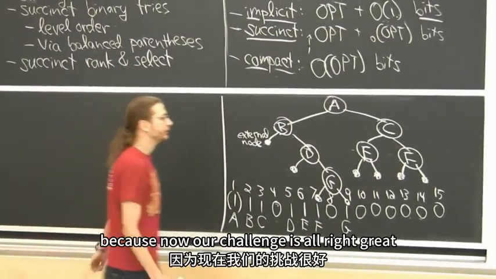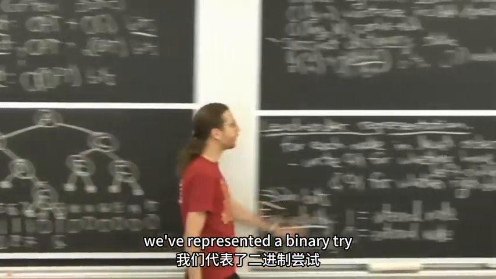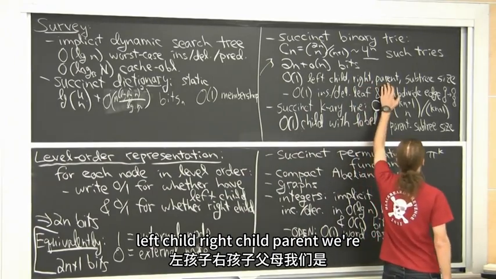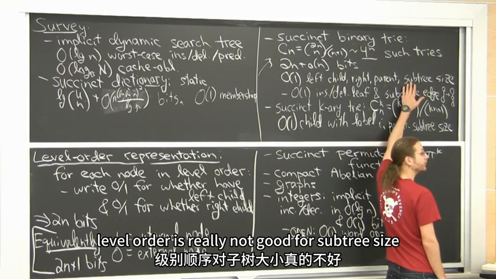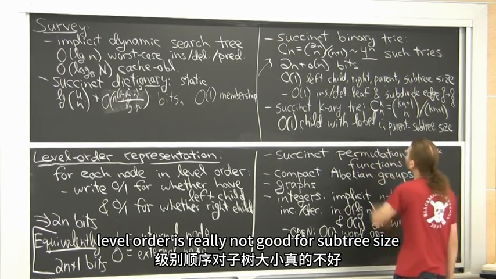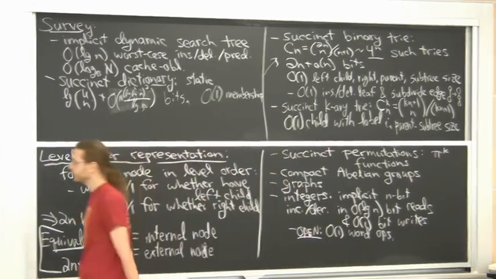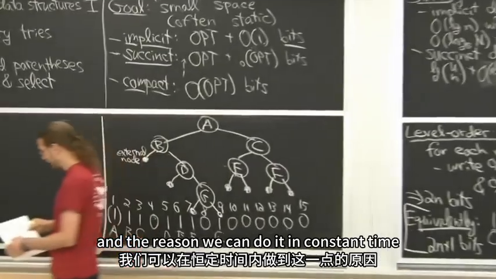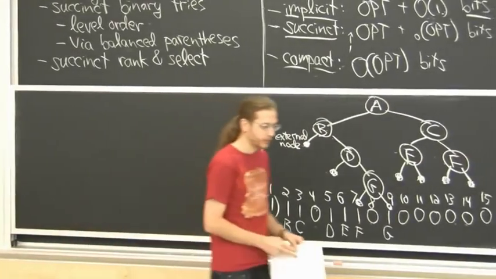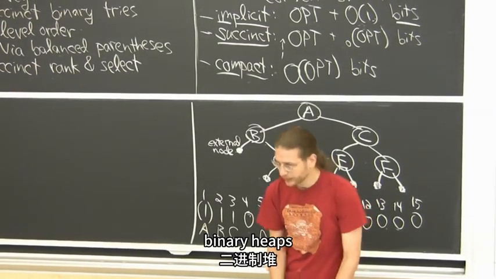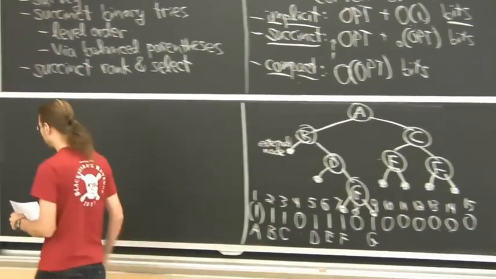Because now our challenge is, all right, great, we've represented a binary trie, but we want to be able to do constant time left child, right child, parent. We're not going to be able to do subtree size. Level order is really not good for subtree size. But left child, right child, and parent we can do in constant time. And the reason we can do it in constant time is because there's a nice lemma, kind of analogous to binary heaps.